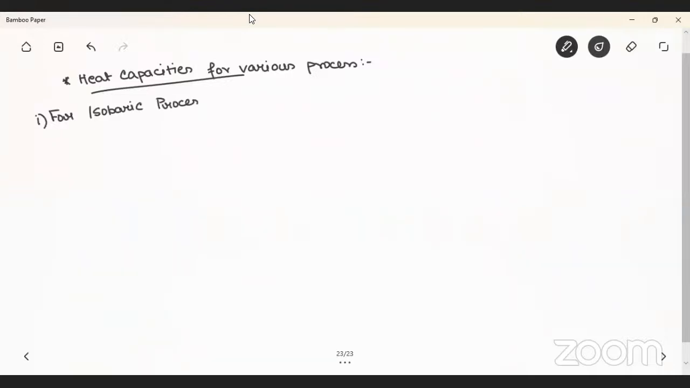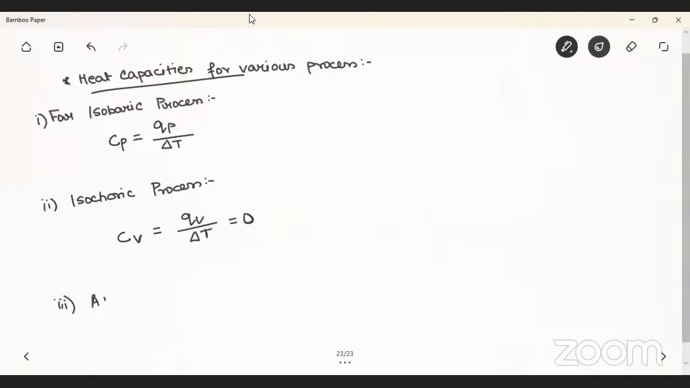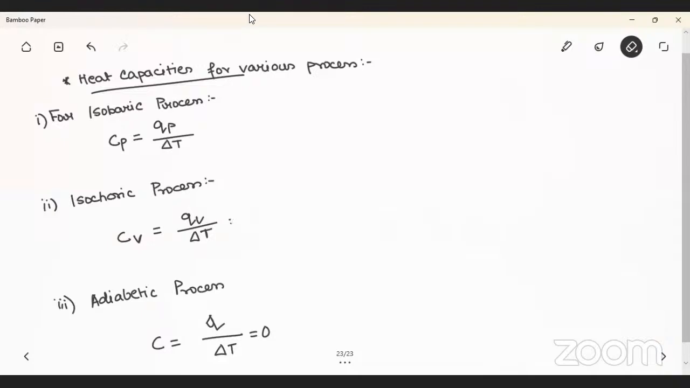So first, let's consider the isobaric process. For the isobaric process, Cp is equal to Qp divided by delta T. For the isochoric process, because volume remains constant, Cv is Qv by del T. For the adiabatic process, C is equal to del Q by del T. Only for the adiabatic process, it will be 0.